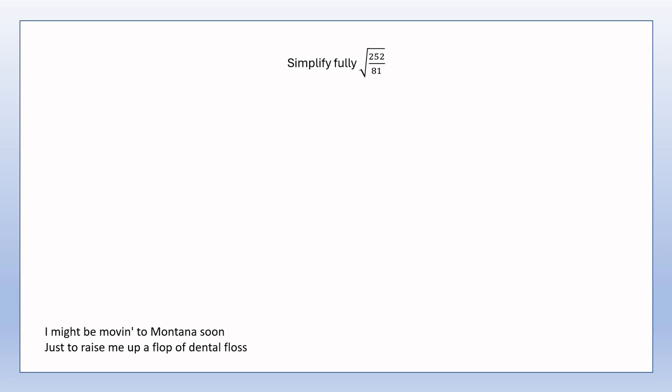So using the rule, the square root of a divided by b is equal to the square root of a divided by the square root of b, then we have that the square root of 252 divided by 81 is equal to the square root of 252 divided by the square root of 81. So we can split this into two separate simplification problems. On the one hand, the square root of 252, and on the other hand, the square root of 81.